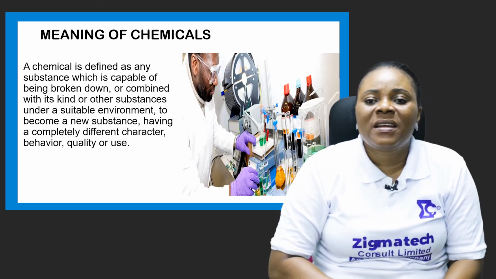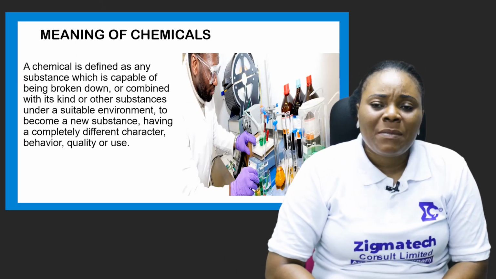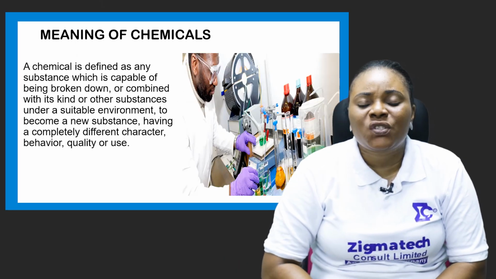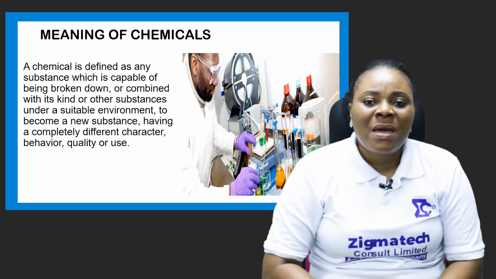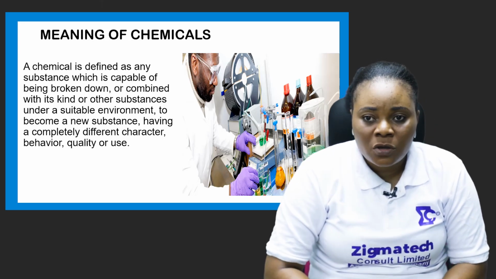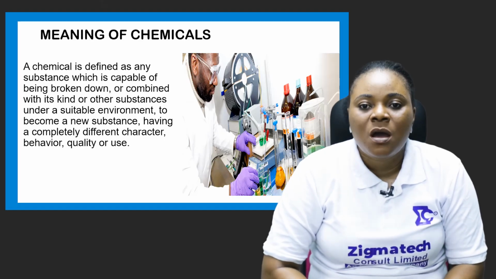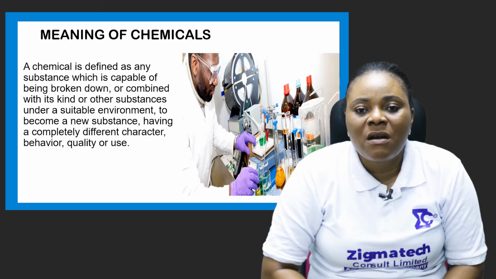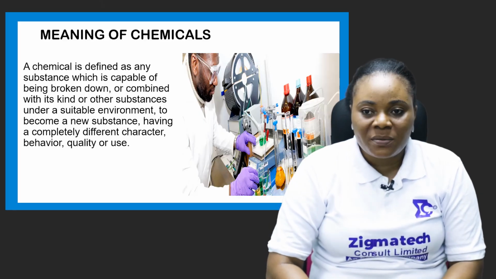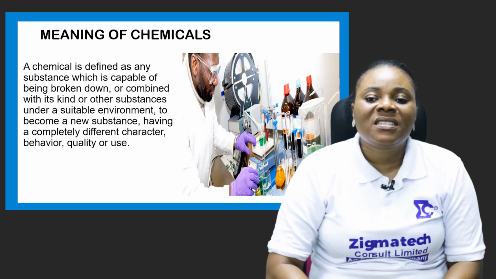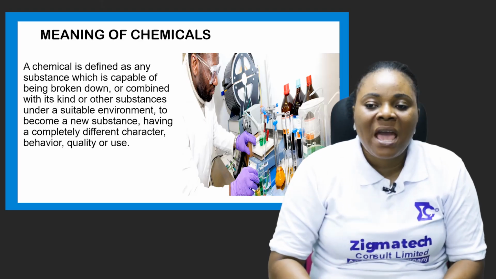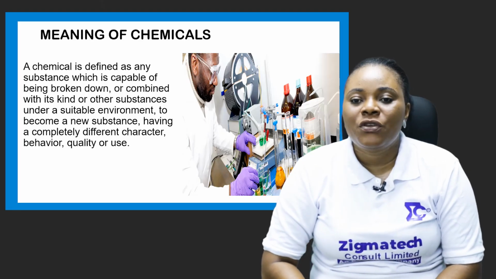Now, how do we define chemical? Chemical can be defined as any substance which is capable of being broken down or combined with its kind or other substances under a suitable environment to become a new substance, having a completely different character, behavior, quality, or use.